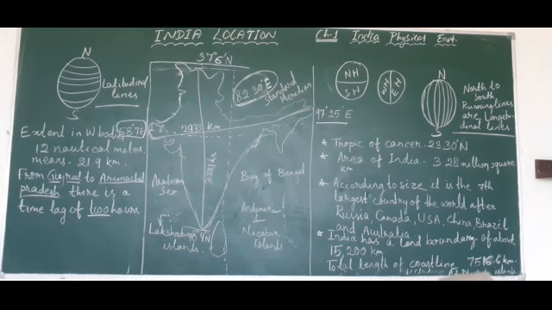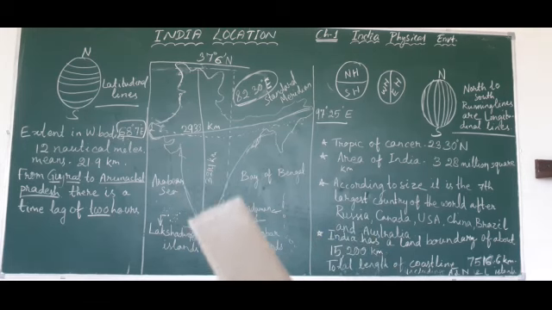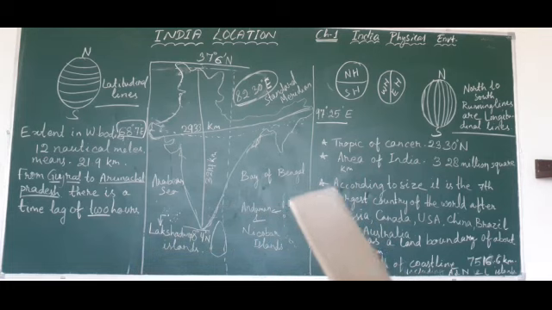7,516.6 kilometers, including Andaman and Nicobar Islands and Lakshadweep Islands. In the Arabian Sea, the Lakshadweep group of islands are there, and in the Bay of Bengal, Andaman and Nicobar Islands are there. Okay.